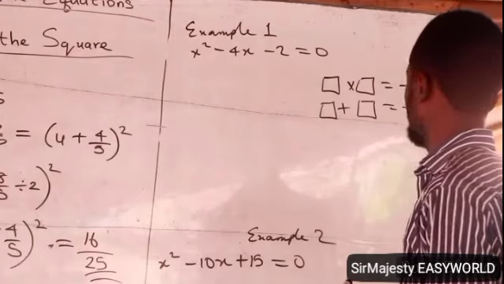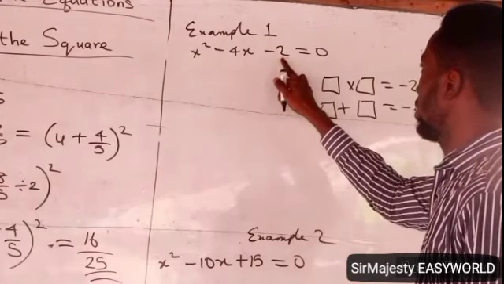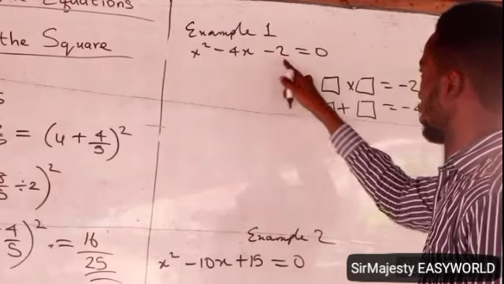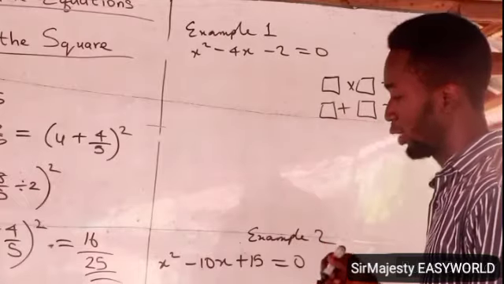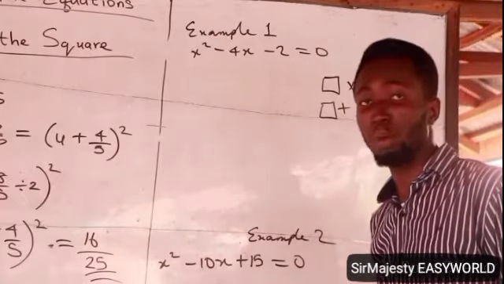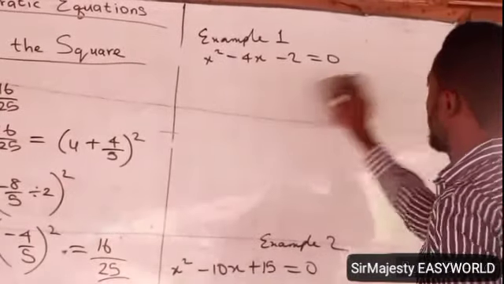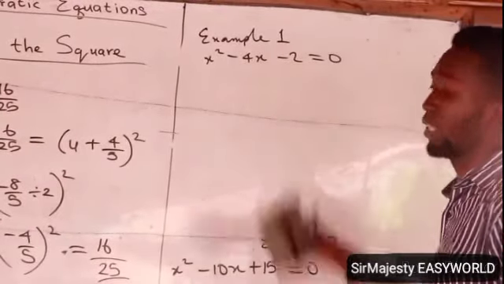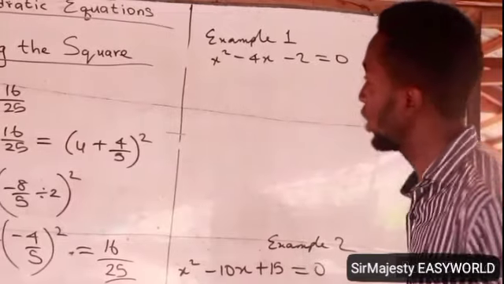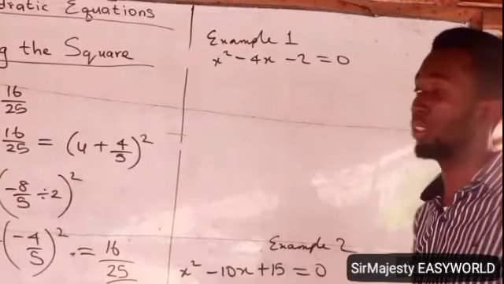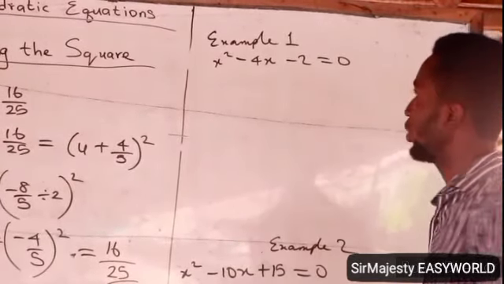I don't think any two numbers exist such that they produce minus 2 by multiplication and minus 4 by addition. If you know any such numbers, please leave the answer in the comments. So that means factorization cannot work for this particular example, which means what we have to use now is completing the square method. So this is how we do it.